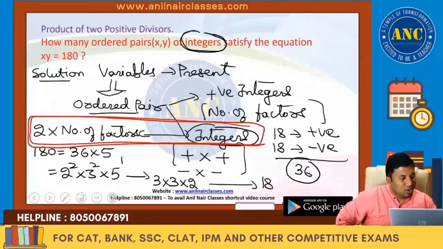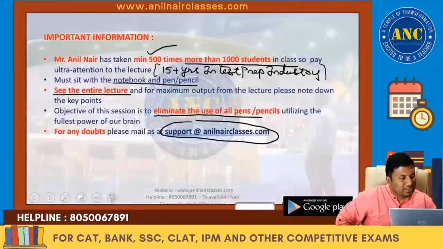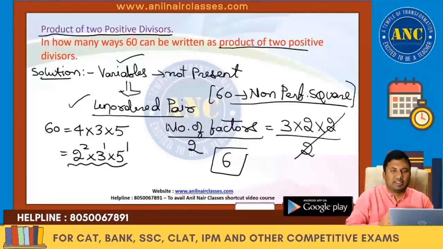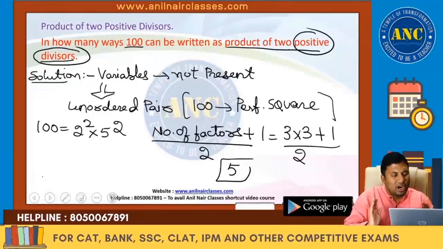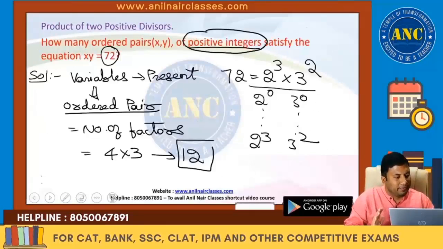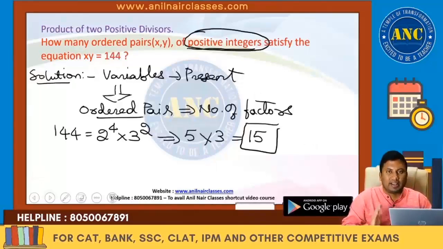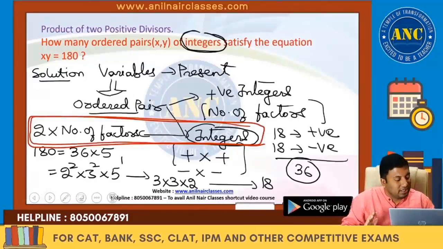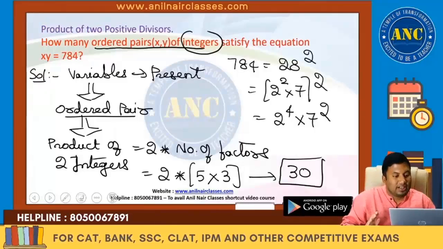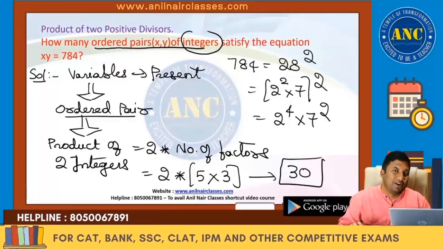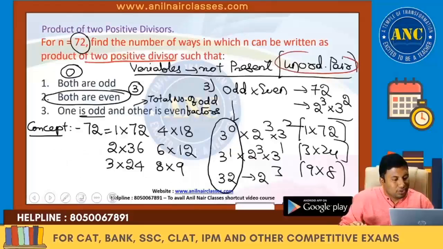Let us revise all the important things that we discussed. Product of two positive divisors. If variables are not present in the question, it is an unordered pair. If variables are present in the question, it is an ordered pair. It does not matter whether the number is a perfect square or not, the answer is the number of factors. Variables are present, and it is an integer: positive into positive, negative into negative also is positive, so 2 times.